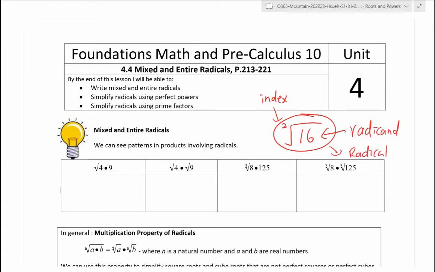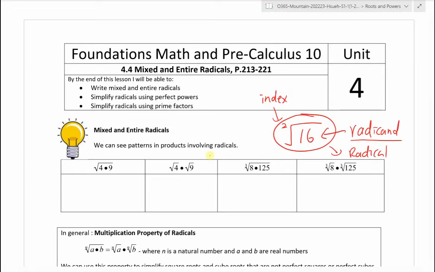So when we talk about radical, we're talking about the whole thing. When we talk about the radicand, we're looking at the number inside. When we talk about the index, we're looking at that little number right there. So that's basically what the parts of the radicals are. Okay, so now let's see. We are gonna look at some patterns.